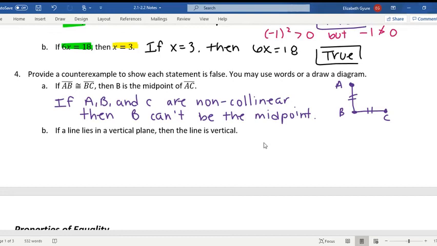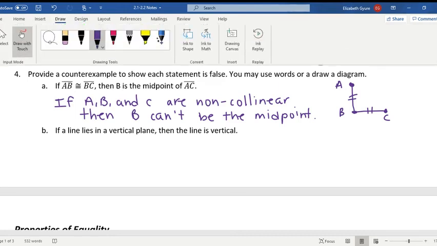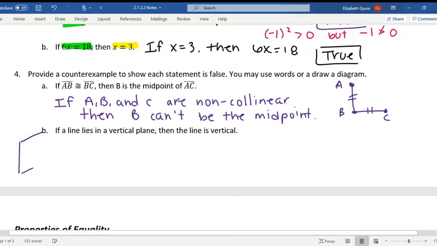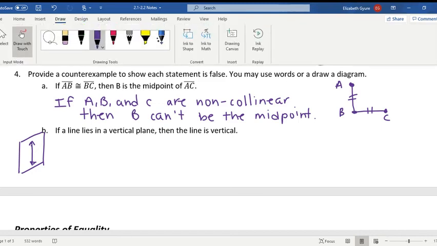Part B, if a line lies in a vertical plane, then the line is vertical. Well, you might think, oh, we have vertical plane, vertical lines, that makes sense. And it could be, right? You could have a situation like this, where maybe you have a vertical plane, right? And you have a vertical line going through it. But remember, your planes extend forever and ever and ever in both directions. Your lines through them do not have to be vertical.